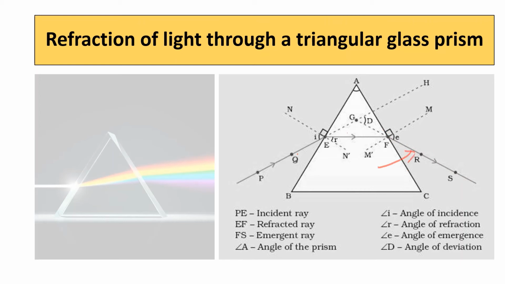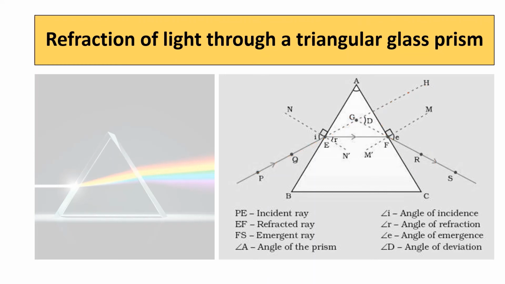As this ray comes from a denser medium to a rarer medium, it bends away from the normal. The angle which it makes with the normal, M dash is the normal at this point, is known as the angle of emergence, indicated by the letter E. If you extend this incident ray like this, and if you extend this emergent ray backward, it will meet at this point, and this angle is known as the angle of deviation.